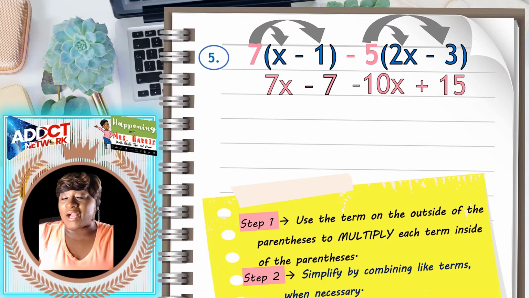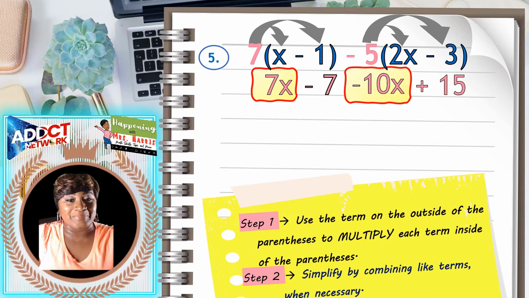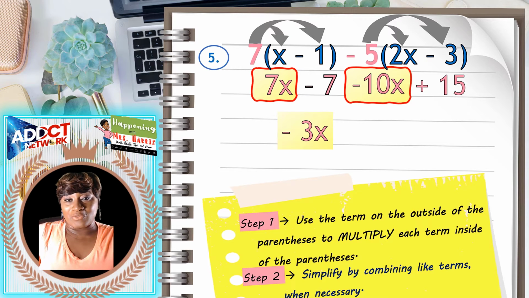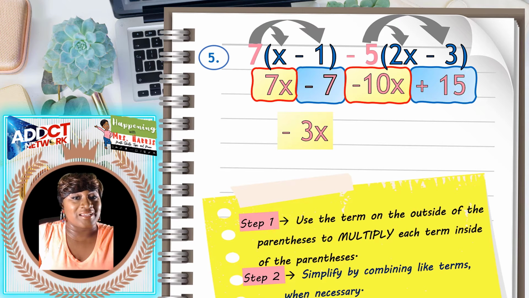Now we will simplify by combining like terms when necessary. Here we see that it is necessary. We have 2 sets of like terms. So the first set of like terms is 7x and minus 10x. If we combine those from left to right, 7x minus 10x is negative 3x. Now we will combine the second set of like terms, which are negative 7 and plus 15.